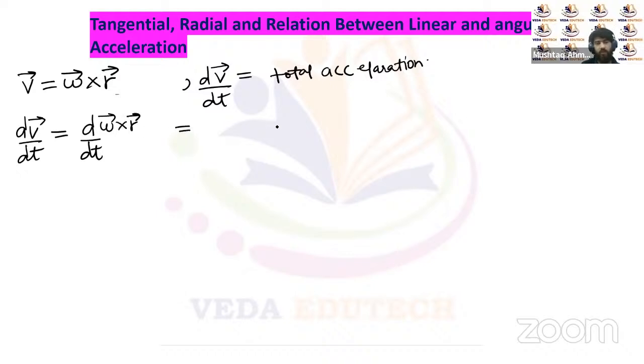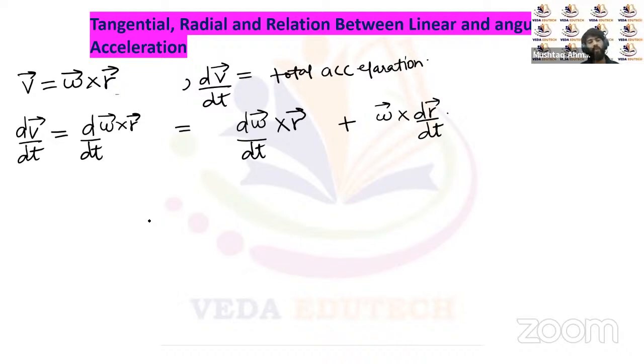How can we take the derivative of it? The derivative will be d omega upon dt crossed with r vector, plus omega vector crossed with dr upon dt. So this is the total derivative of this velocity as a function of time. So this is the total acceleration.